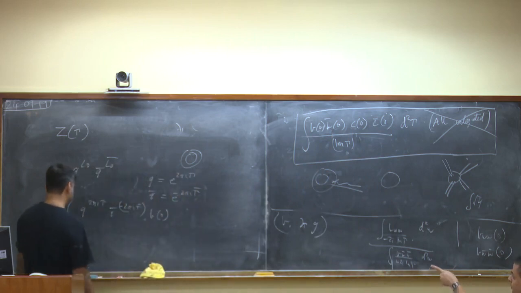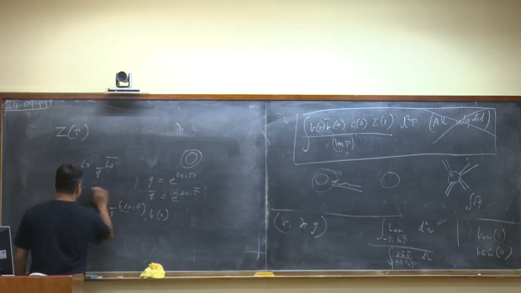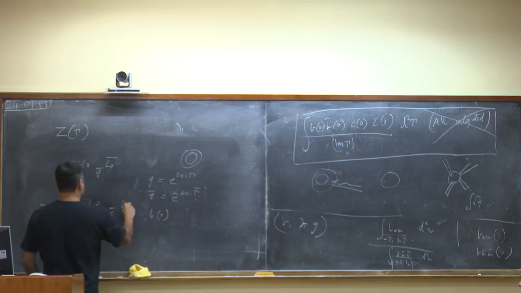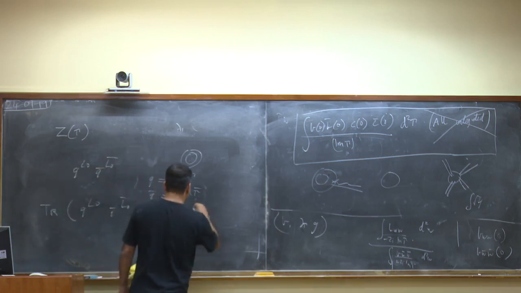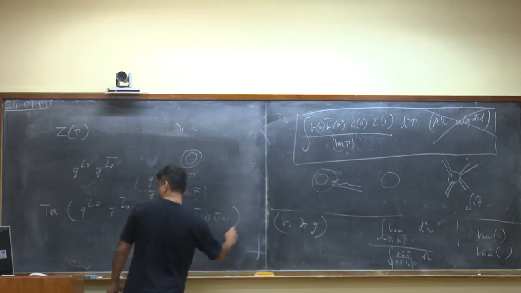This is q to the L. Thank you. Q to the power L0, q bar to the power L0 bar, B0, C0, B0 bar, C0 bar.